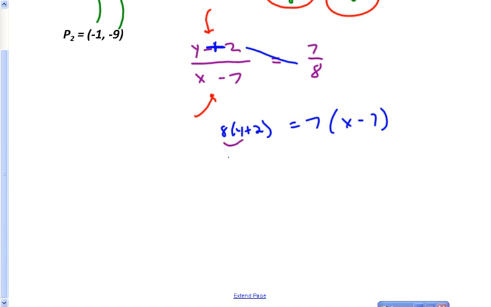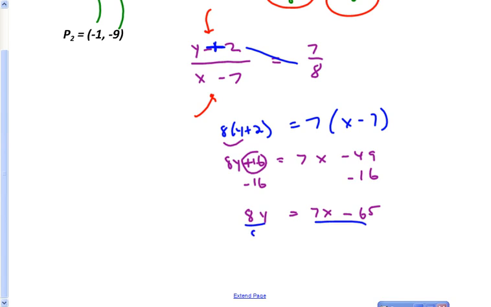Distributing: 8y minus 16, 7x minus 49, red rover, add the opposite. That should be plus 16, shouldn't it? I knew I was going to have a minus 16 in a minute. And get my calculator out. I think that's 65.